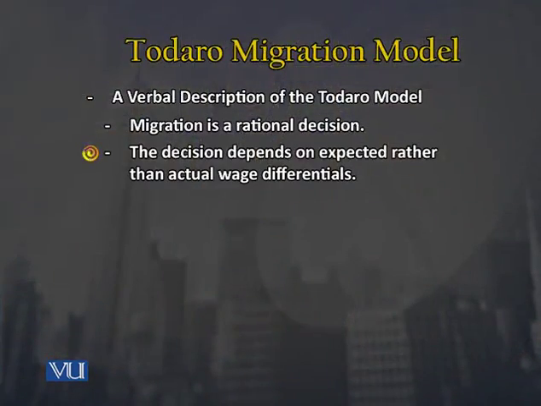The other important thing explained in this model is that the decision depends upon the expected rather than the actual wage differential. Whatever income they can get right now, they are not going to base their decision on that actual or realized income. They take into account the expected income, the amount of money they will be getting in future, as a stream or flow of incomes, and therefore they account for the net present value.